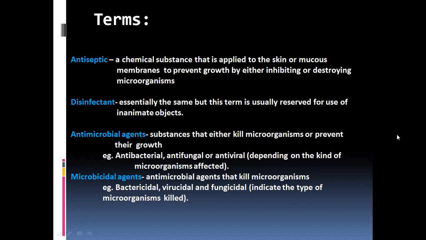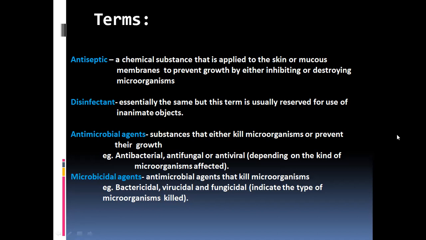Then there come the antimicrobial agents. Substances that either kill the microorganisms or prevent the microorganisms are called antimicrobial agents. Under antimicrobial agents, there come antibacterial agents, antifungal agents, antiviral agents, depending upon the kind of microorganism which they are affecting. So antimicrobial agents are substances which will kill the microorganisms.